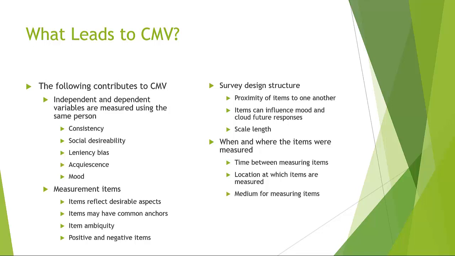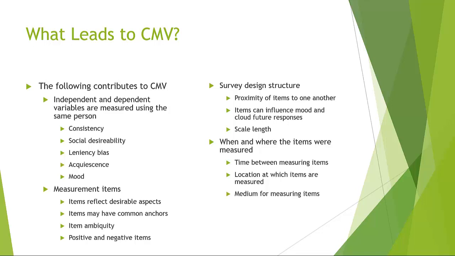The survey length itself, so if I'm using a lot of items in my survey, it's going to take respondents a longer time to complete that survey, and as a result they might read each item a little bit less extensively, they might become fatigued, they might rush through to get it done, and as a result I might not necessarily be capturing true relationships between the items and constructs. And then also when and where the items themselves are measured can influence the common method variance.